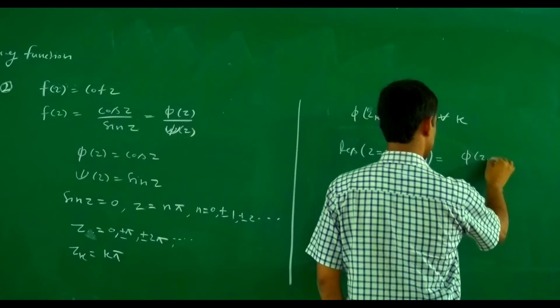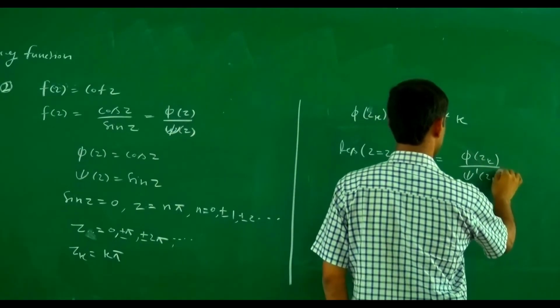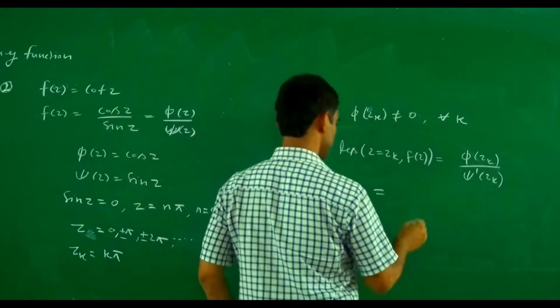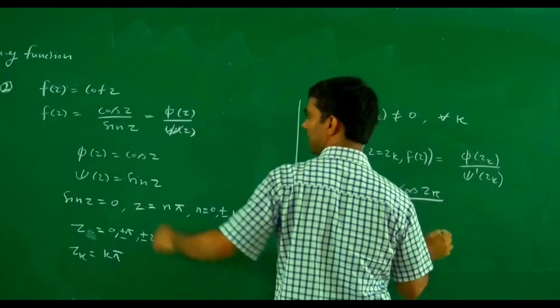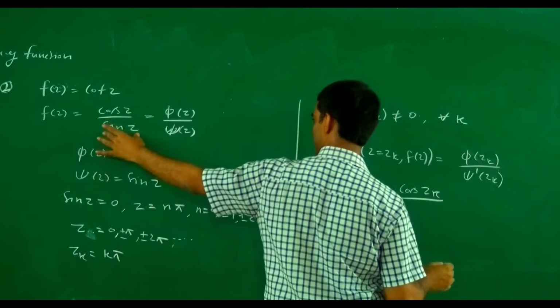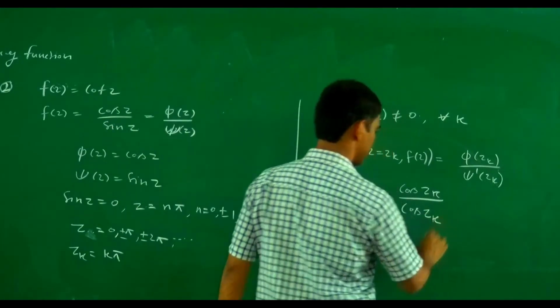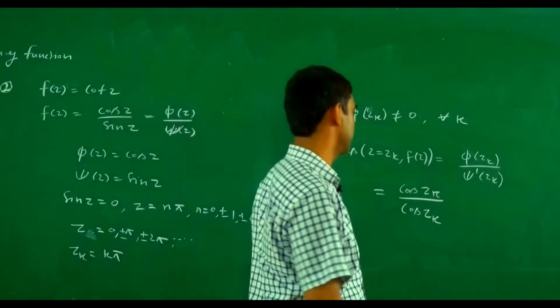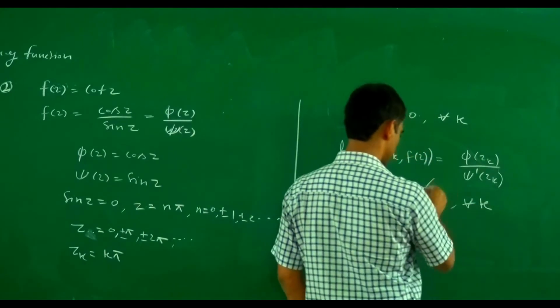Phi zk divided by psi dash zk. So what is the value of phi zk? Phi zk is a cos zk. Psi dash zk, the differentiation of a sin z, is what? Cos z, which becomes cos zk, for all k. What is the value?